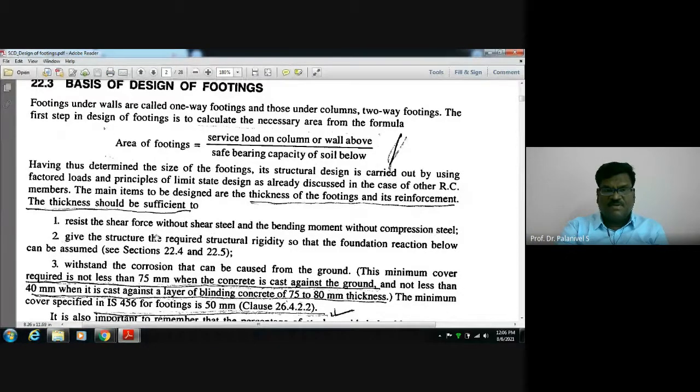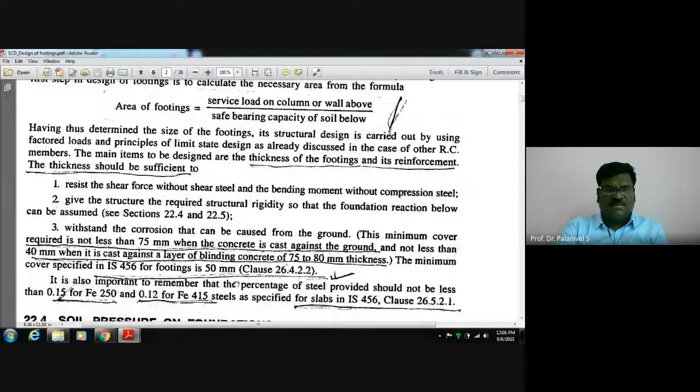This second point is not important. The third point is to withstand corrosion that can be caused from the ground. The footing has to resist corrosion caused by the ground, isn't it? In the ground, a lot of aggressive chemicals will be there. So the reinforcement inside the footing should not get corroded. For that, which one can protect the steel inside the footing?